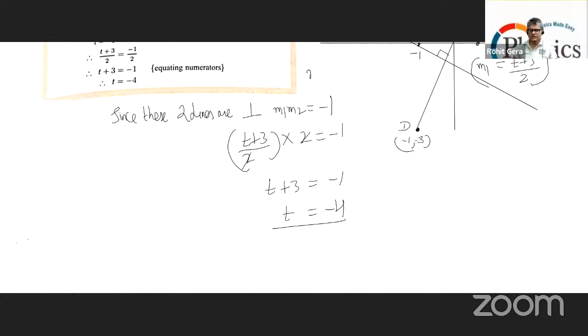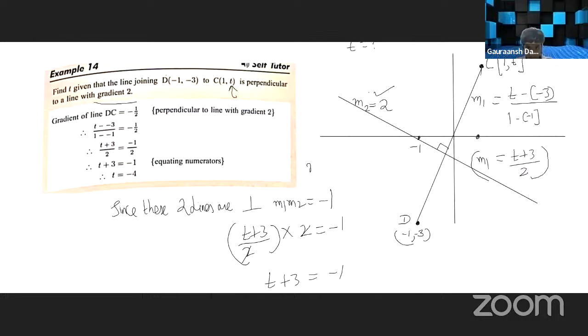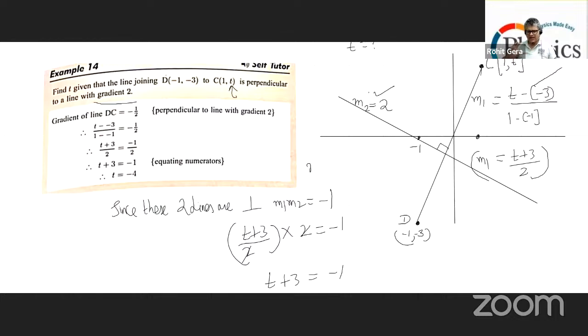Tell me what was not clear to you. I think I just used your logic. I used y2 minus y1 upon x2 minus x1, and I just drew the diagram. I knew the condition for perpendicularity: the respective gradients have to be multiplied and must give minus 1, which is what I did.